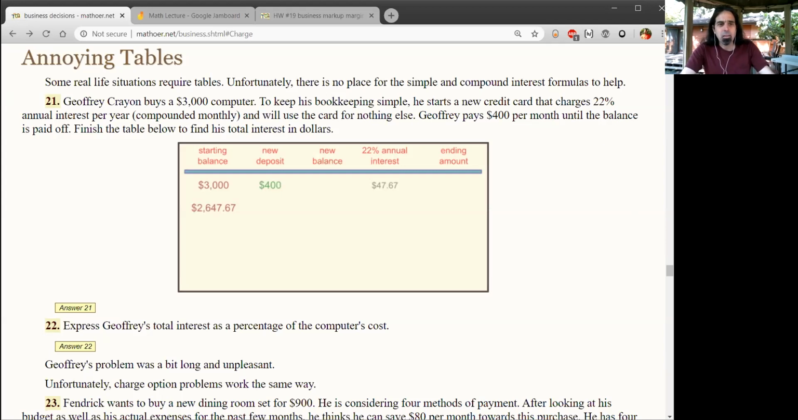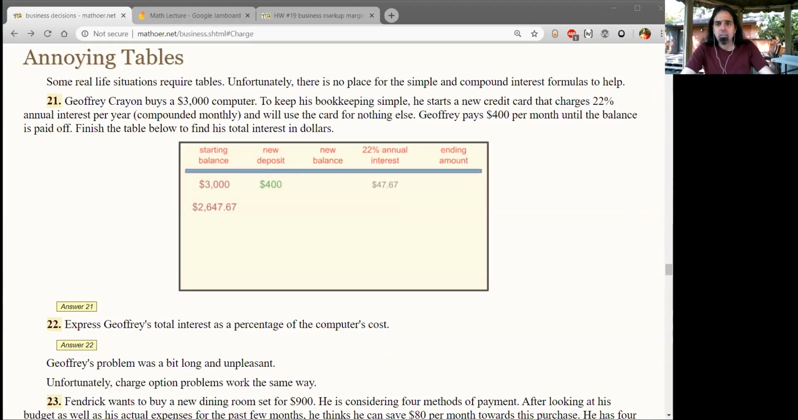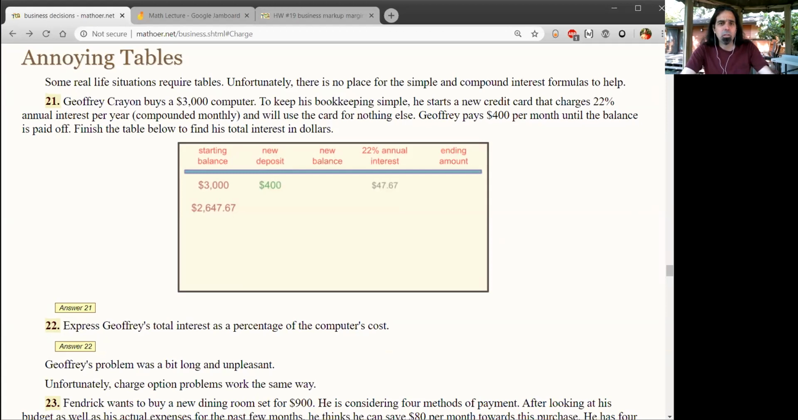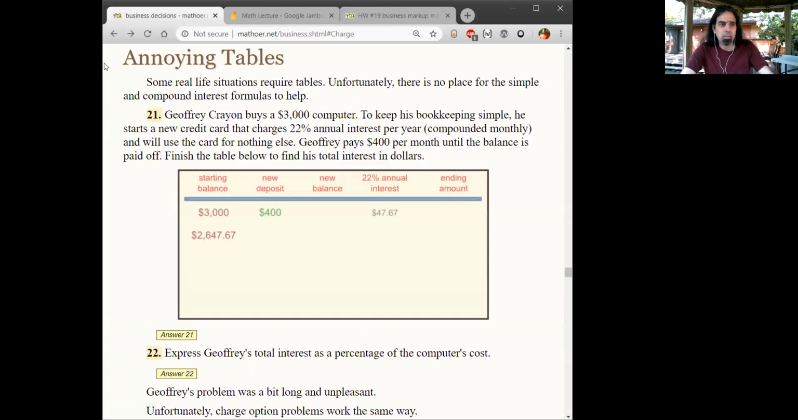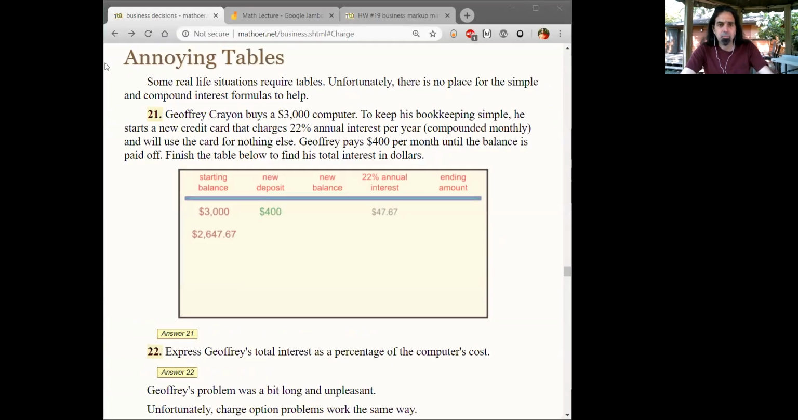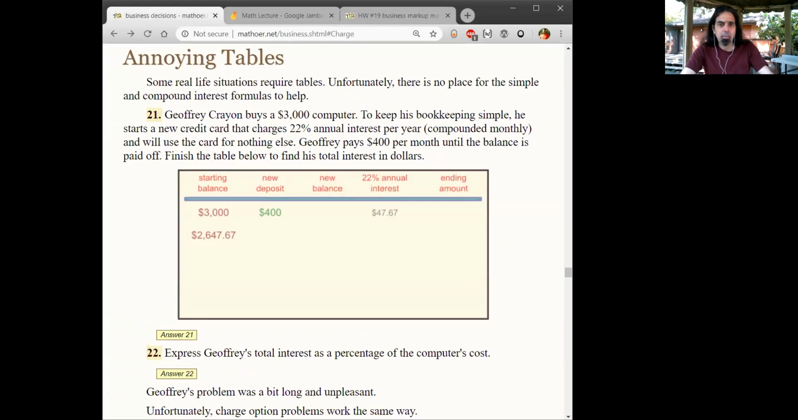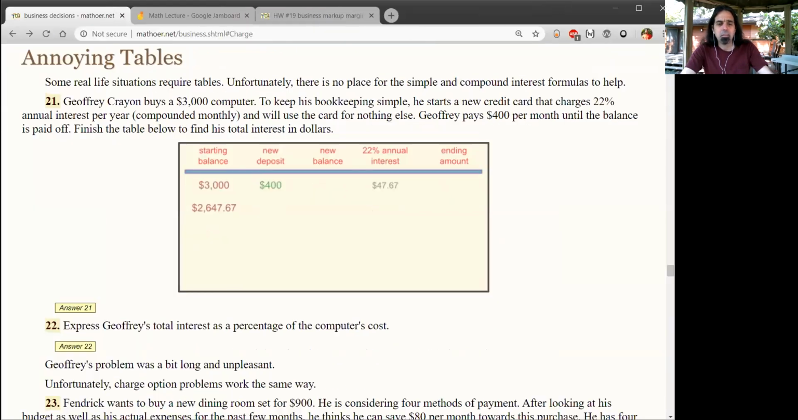So actually, let's make this a little less wide. And then paste it.